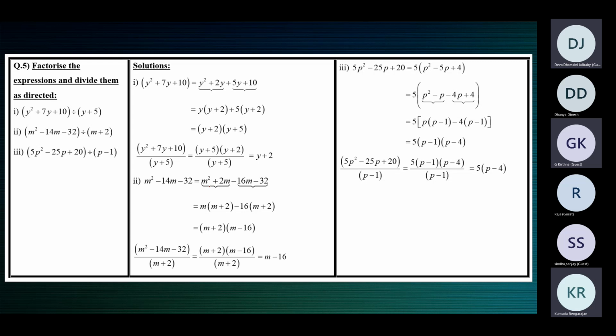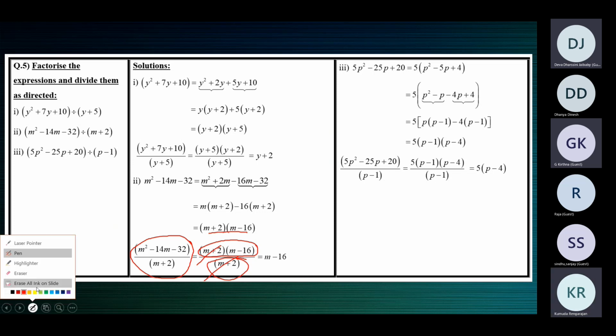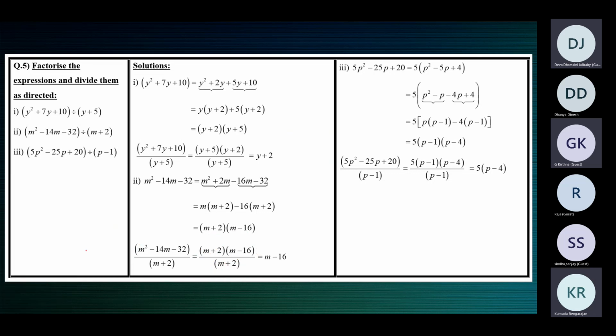So we recall the procedure, children. Split the middle term, factorize the numerator by splitting the middle term. This is what we get. Now write the question. This is how we factorize the numerator divided by m plus 2. So m plus 2 and m plus 2 get cancelled. m minus 16 is the answer, or the quotient. On division, the quotient is m minus 16.